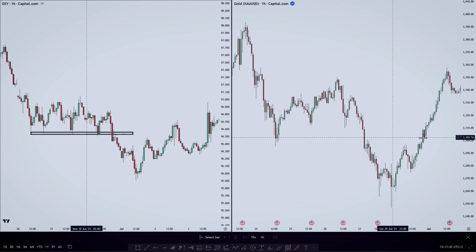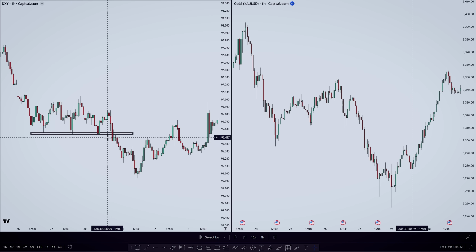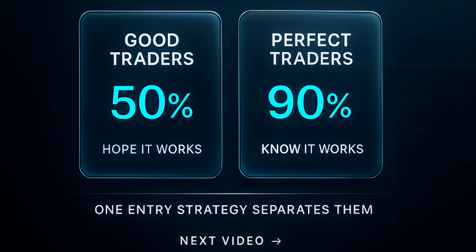The gold strategy is yours now, but the difference between a good entry and a perfect entry, that comes down to reading the candle itself. I break that down in the next video.